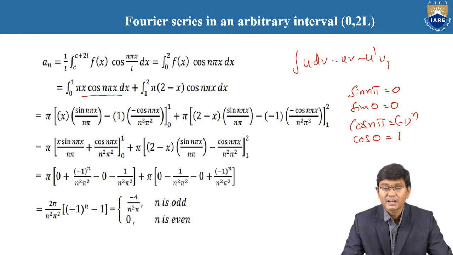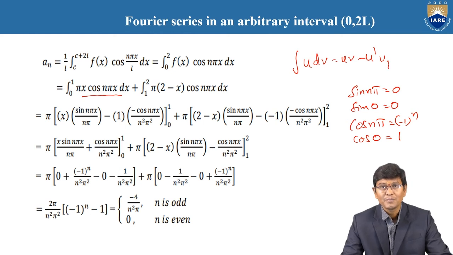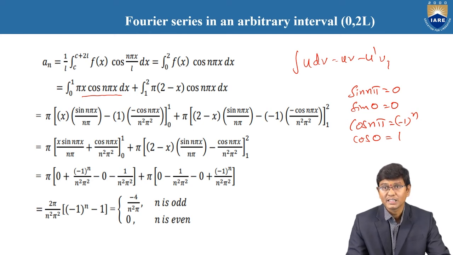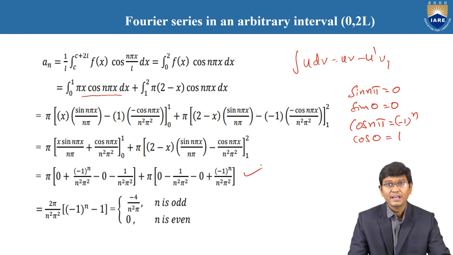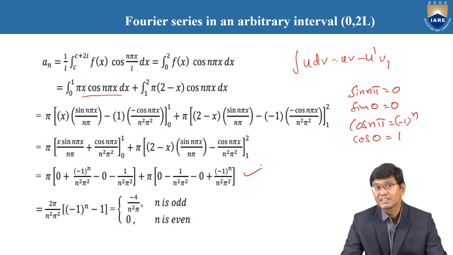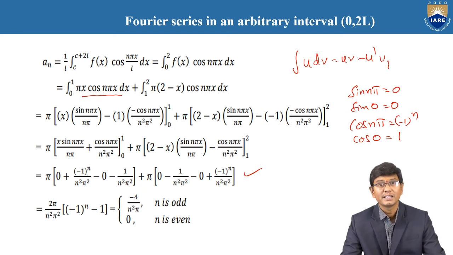Here also we obtain, clearly in the second part, 0 minus 1 by n square into pi square, minus 0 plus (-1)^n by n square into pi square. And again, after the complete simplification, there is 2 pi by n square into pi square into (-1)^n minus 1 as the value.